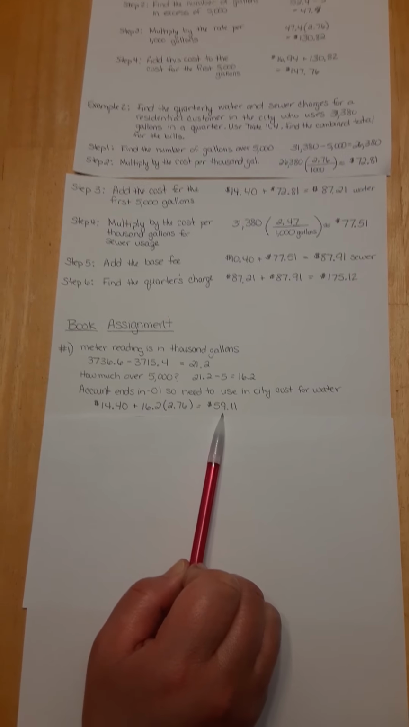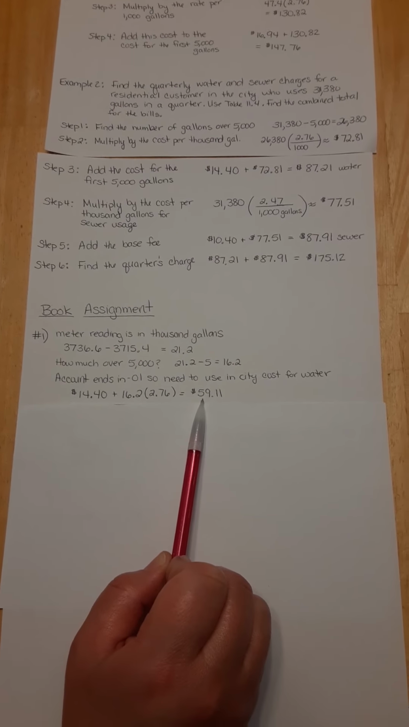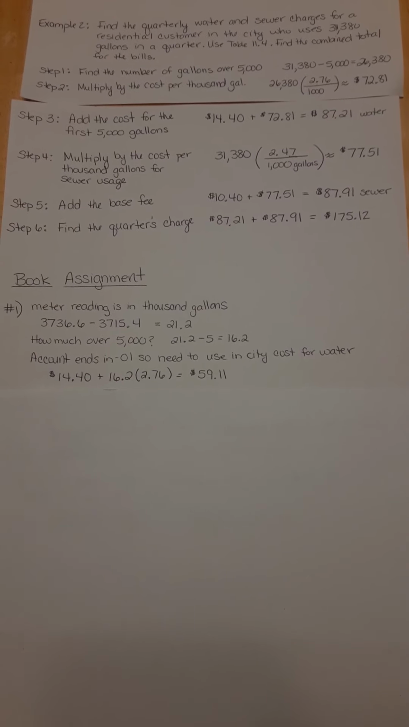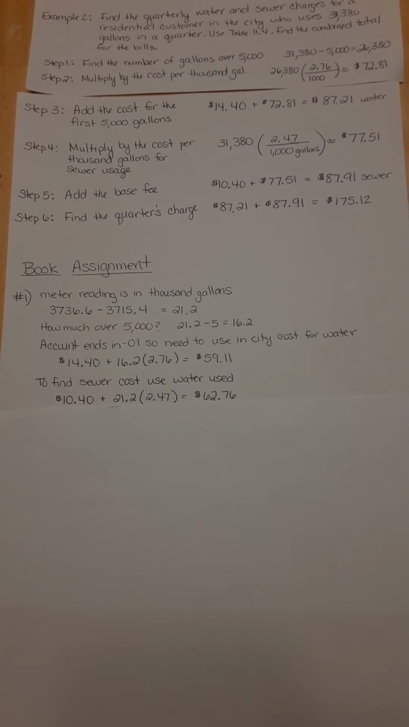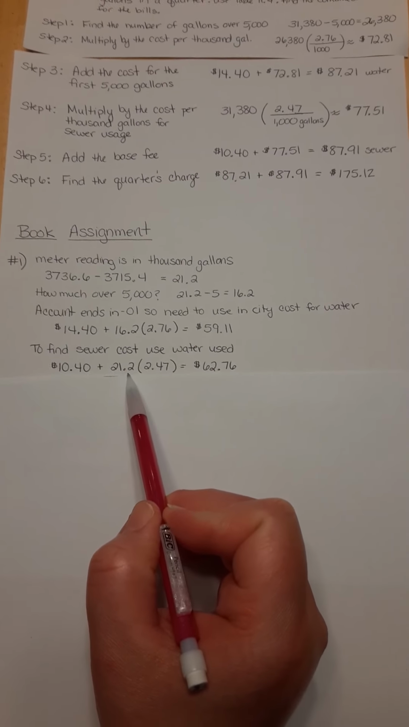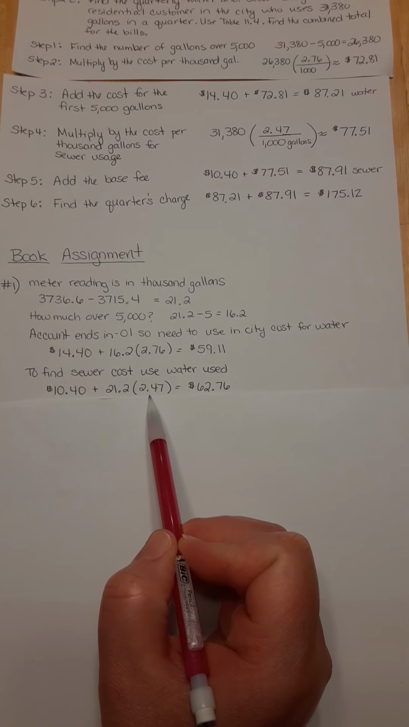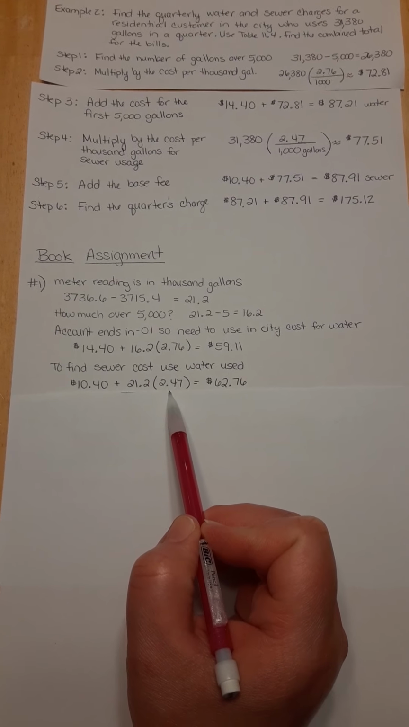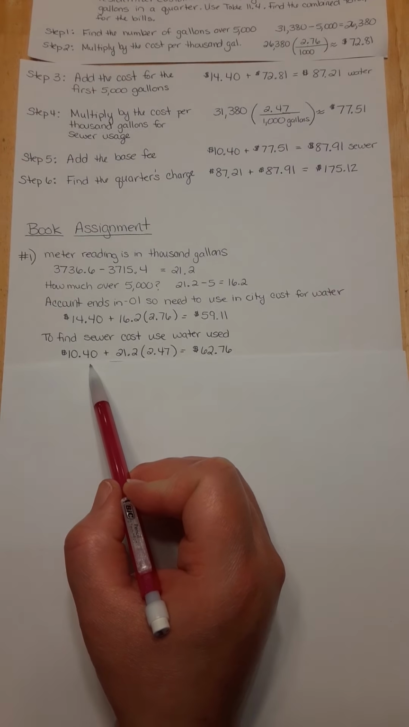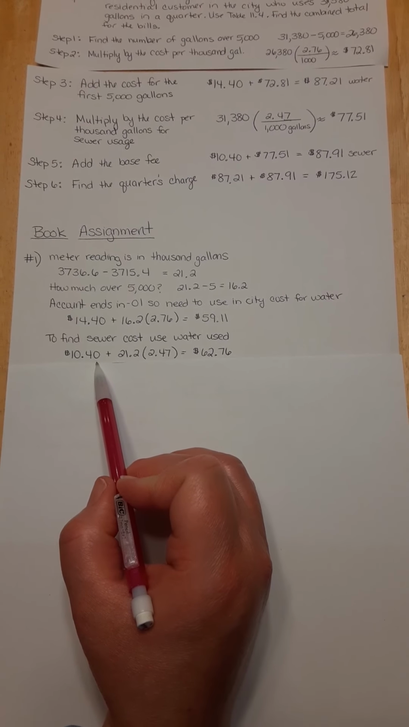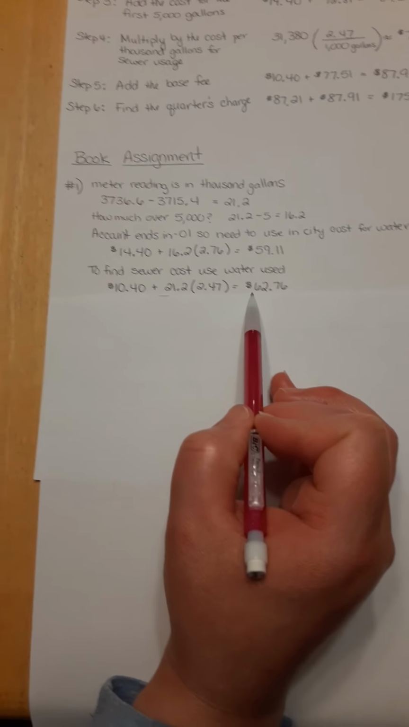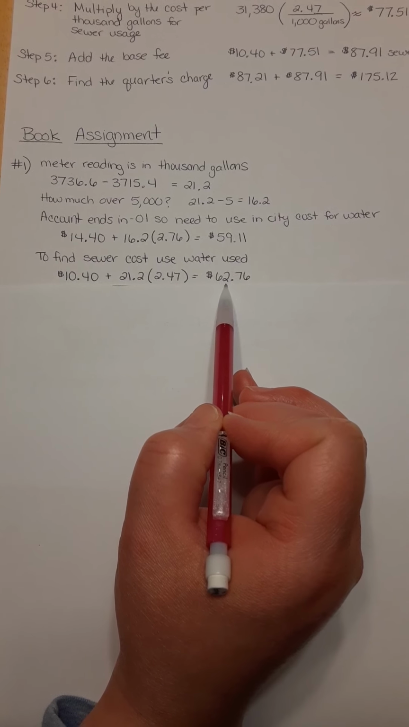Now we need to find the sewer cost. And remember, sewer cost is over the whole total amount that I've used. So how much total did I use? Well, I ended up using the 21.2 thousand gallons here. So I'm going to multiply it by the cost of 2.47. And I have a quarterly base fee, it says in the chart, that I have to add to it. So here's my base fee, here's the usage, multiply them, add them together, and this is my sewer cost.